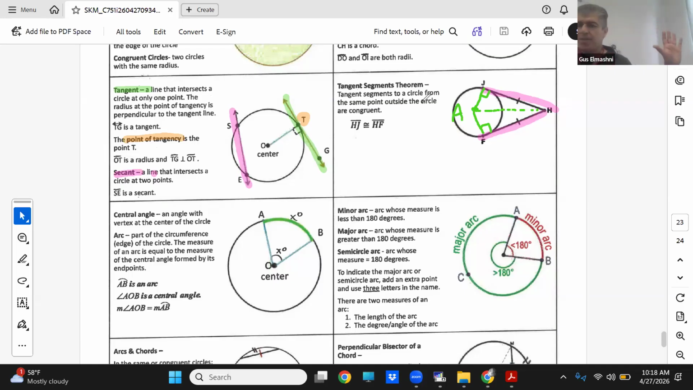Again, I don't expect you guys to know all this today, but I just want to at least introduce it. All right, let's keep moving. Can you read first? That's the triangle. Then you can go. Central angle. That's the center of the circle. Part of the circumference, the edge of the circle. The measure of an arc is equal to the measure of the central angle formed by its center. AB is an arc, angle AOB is the central angle, and angle AOB is equal to arc AB. Yeah, good.